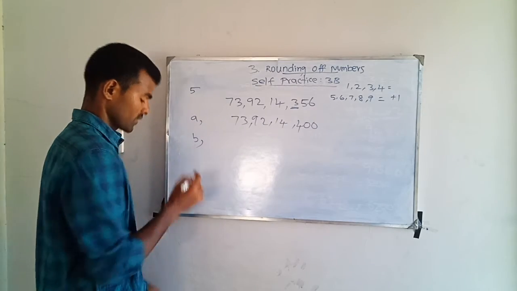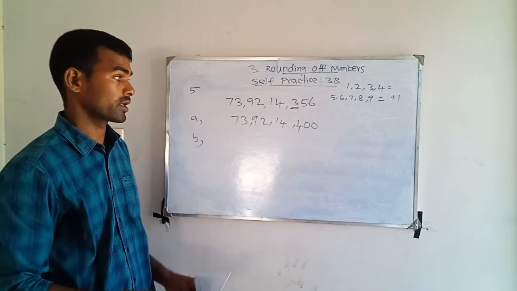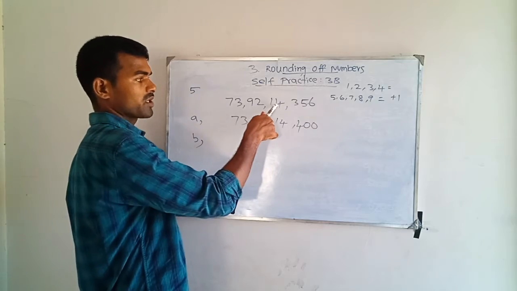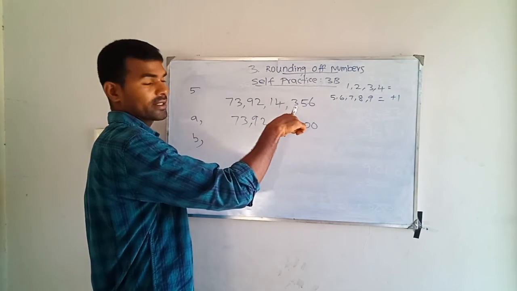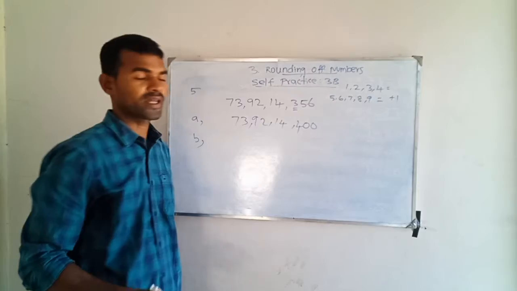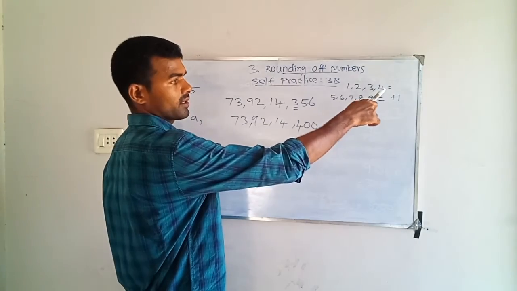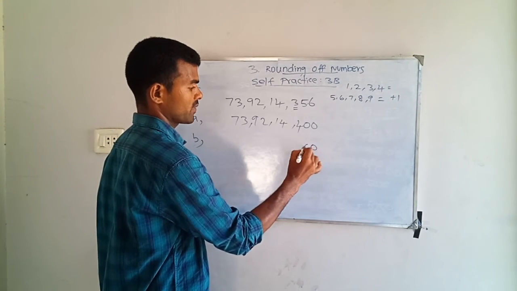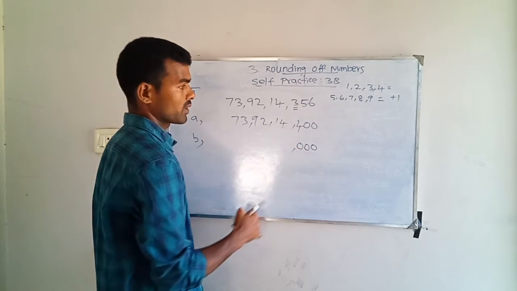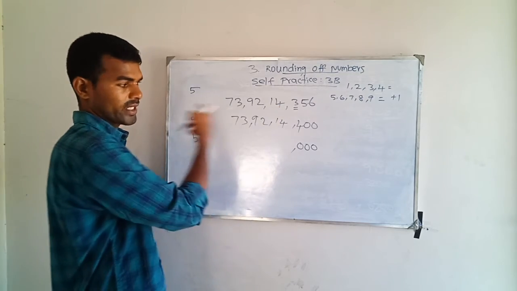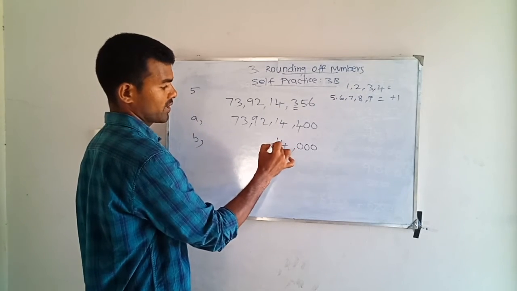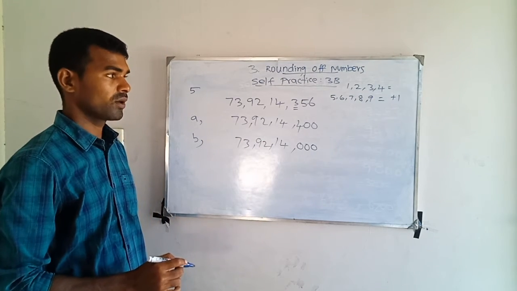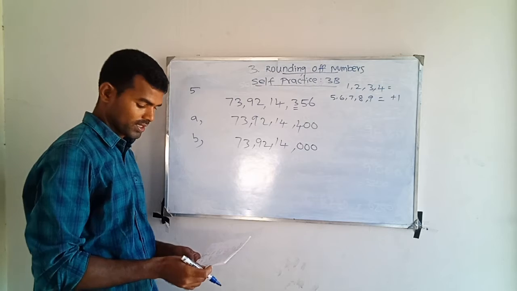Next, question B. Nearest 1000. To round the number to the nearest 1000, which place will we look at? The 1000 place, and the right side is the 100 place. Look at the 100 place. If the 100 place is less than 5, the 1's place, 10's place and 100's place all become 0, and the remaining digits stay the same, right? 14,092 lakh 73 crore.